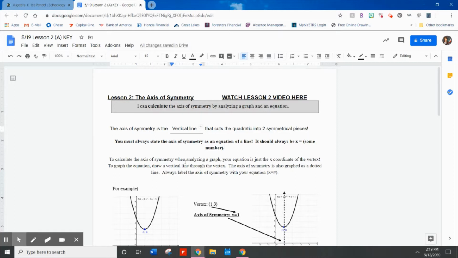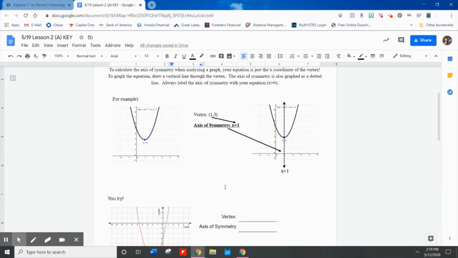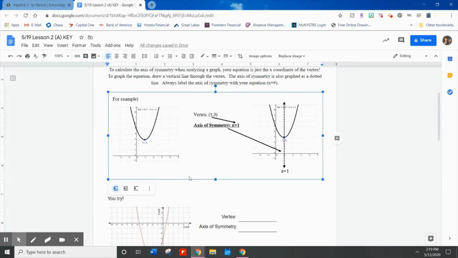To graph the equation, you draw a vertical line through the vertex. The axis of symmetry is also graphed as a dotted line. Always label the axis of symmetry with your equation, which again looks like x equals whatever number we're going through. It's kind of tough on Google Docs to do these notes, I'm going to be honest. So if you do have the physical copy, I do suggest you do that on the actual hard copy for these notes, because I can't really show you. I mean, I can draw my line on here, but there's no way for you to do it.